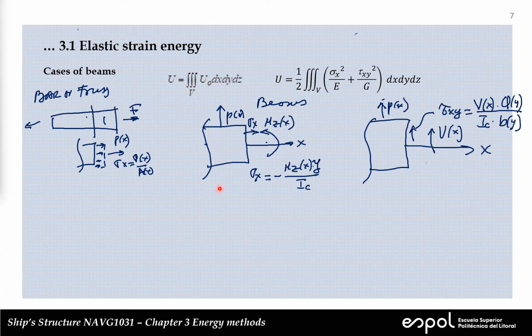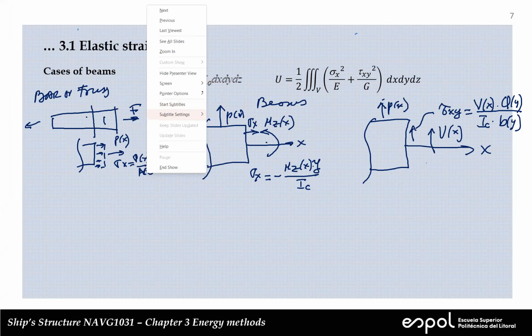So what we have to do now is take this and put it in here, and this, put it in here. And we have to combine. Now, let's suppose the case of the bar, okay? So we put this into here, and then this is a square. So what we have to be careful with is the integration.